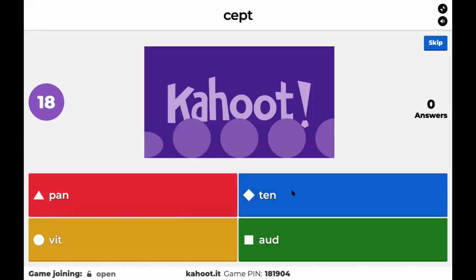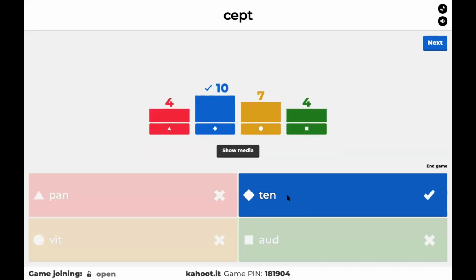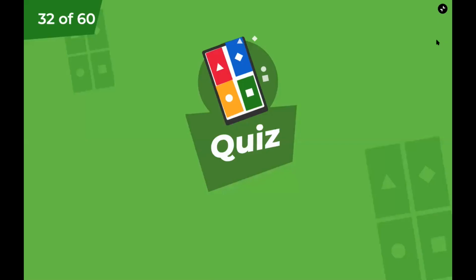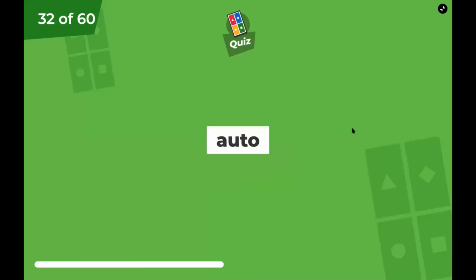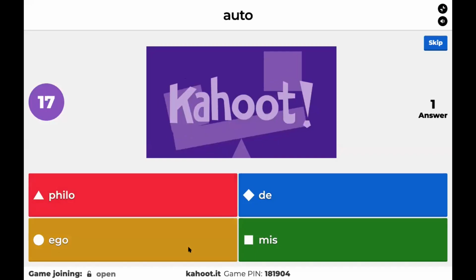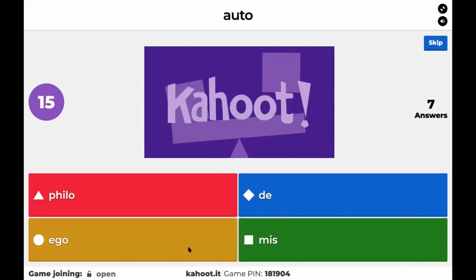Sept. Red is pan, blue is 10, yellow is vid, and green is odd. Or O, yes, A-U-D. Auto. Red is philo, blue is D, yellow is ego, and green is miss.